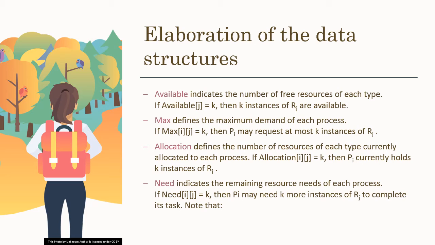Need indicates the remaining resource needs of each process. If need[i][j] equals k, then Pi may need k more instances of Rj to complete its task. Note that need was not listed in the original matrices. Actually, need[i][j] is max[i][j] minus allocation[i][j], or simply put, need is max minus allocation.